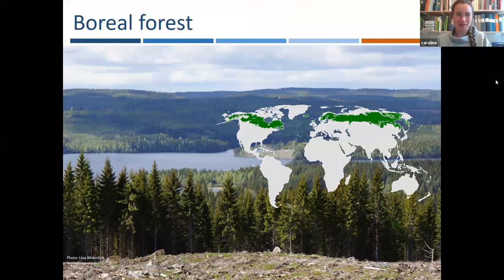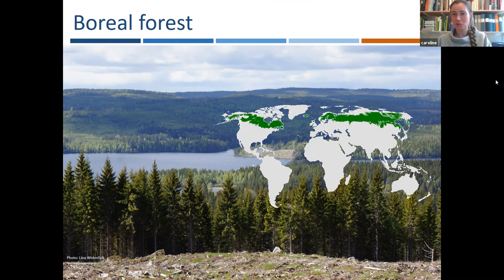So I work in the boreal forest, which covers most of Sweden and 11% of the Earth's terrestrial surface. It stores a gigantic amount of carbon, but I will not talk about the role of forests on the global carbon budget today, but more on its direct effect on near ground temperatures.